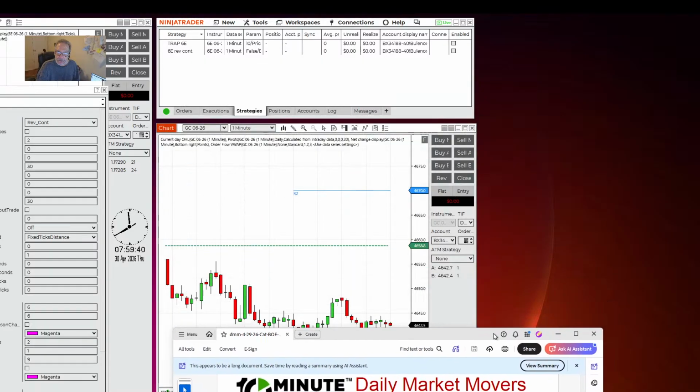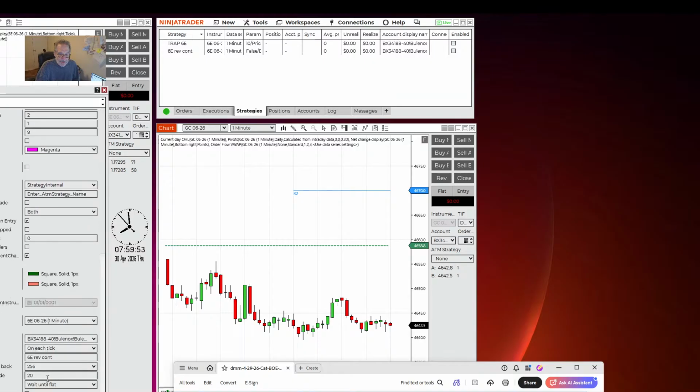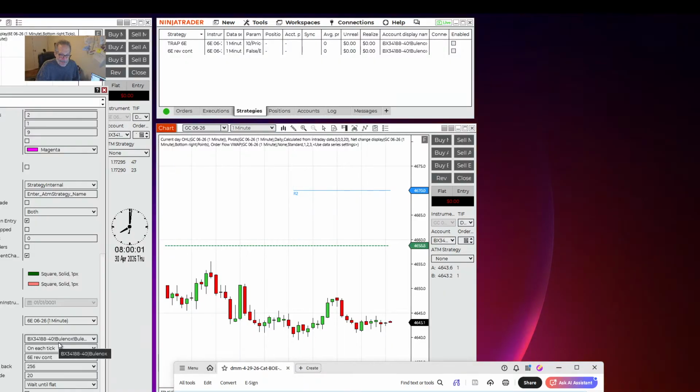Bailey says it is an active hold today, not a passive one. And we do have a reverse continue on the chart, a 30-tick target, a 30-tick stop, labeled 6E reverse continue. And we're trading that in account number 40.